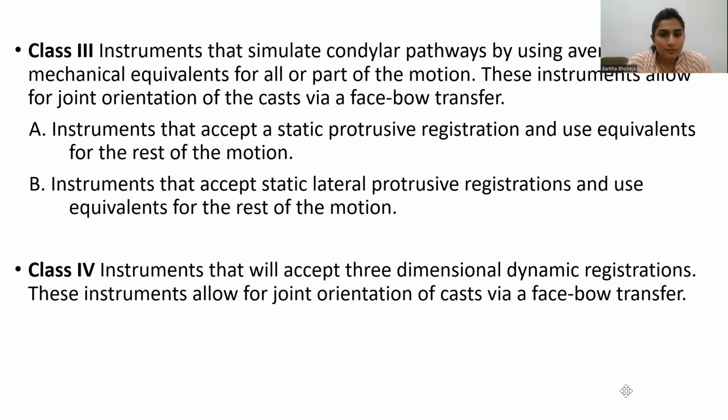Class 4, instruments that will accept 3-dimensional dynamic registrations. These instruments allow for joint orientation of cast via a face bow transfer. Now, class 4 will give you all 5 records. All 5 means the condylar centric relation, protrusive, lateral, intercondylar, and face bow. So all of these values can be adjusted. Now these articulators will actually simulate what is present in your mouth to the articulator.